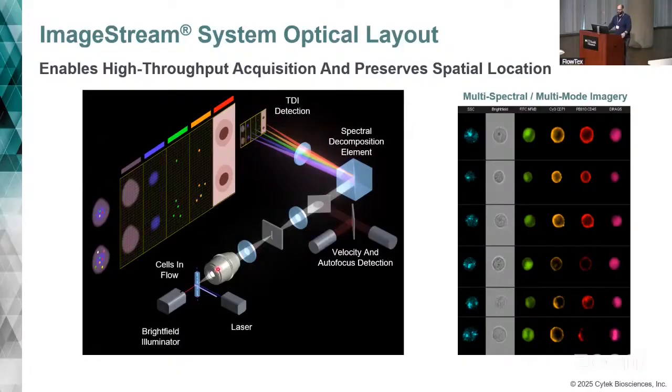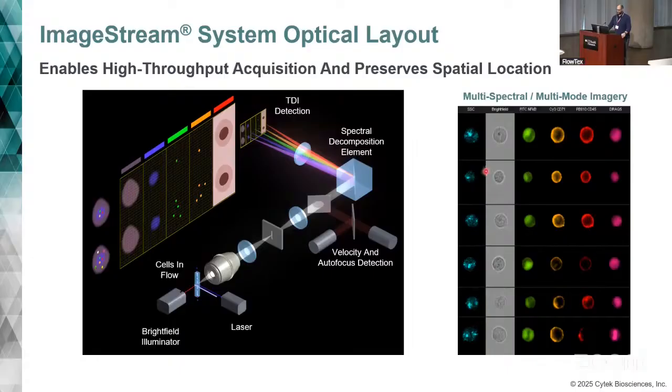You have an actual microscope objective lens, bright field LEDs to get your bright field images, and then your bank of lasers. So that emitted light goes through a 20, 40, or 60x objective lens, and then goes down and gets split apart so that you're simultaneously collecting all of those different channels and your bright field image at the same time. And this is kind of what it looks like.